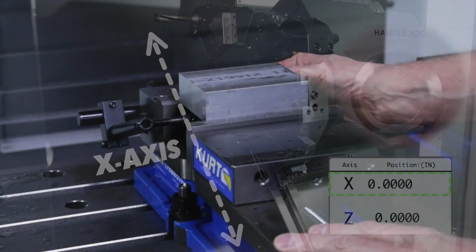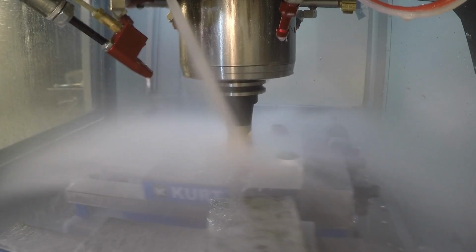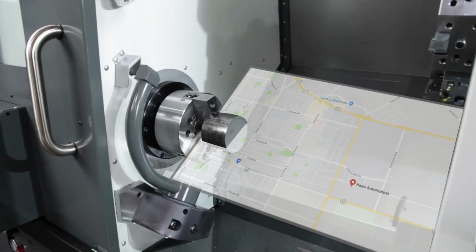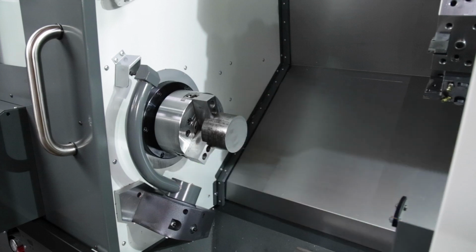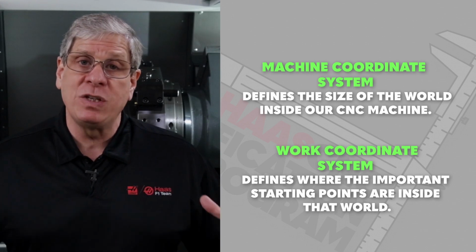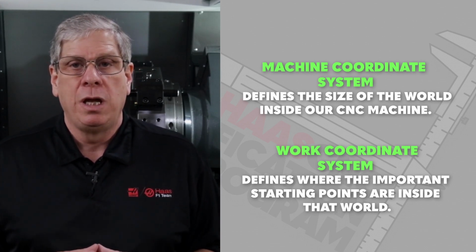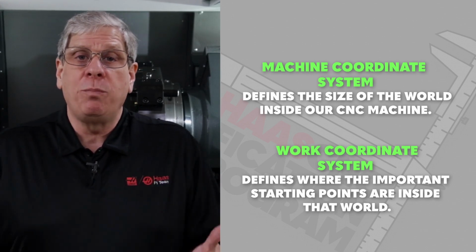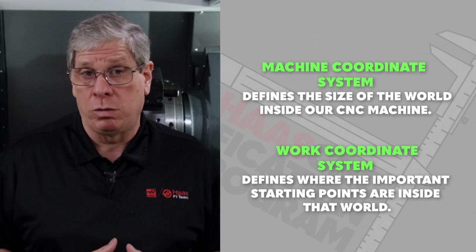Now, if you watched our mill operator certification videos, we talked about the work coordinate system and that you could think of the machine like the GPS map on your phone. The machine coordinate system could be thought of as the map where all the streets and landmarks are around us. And the work coordinate system might be our physical location within this existing map, based exactly on the street corner that we're standing. In a basic sense, the machine coordinate system defines the size of the world inside our CNC machine, and the work coordinate system defines where the important starting points are inside that world.